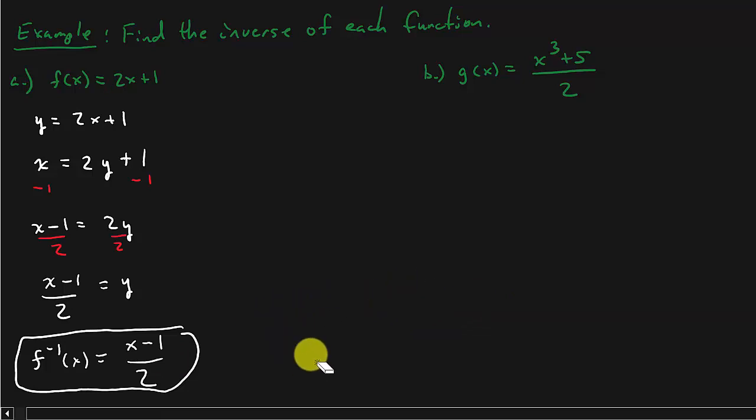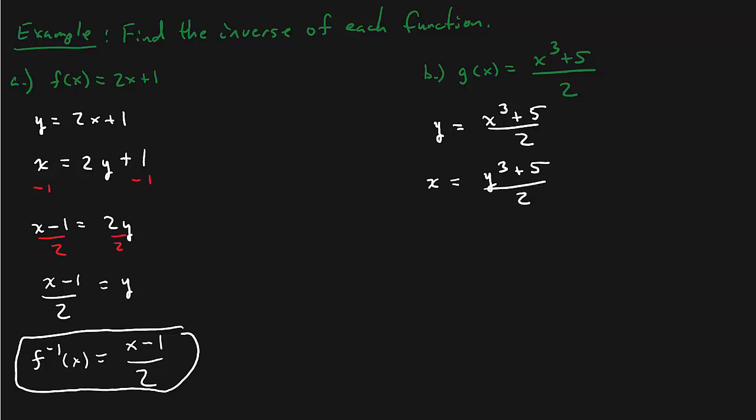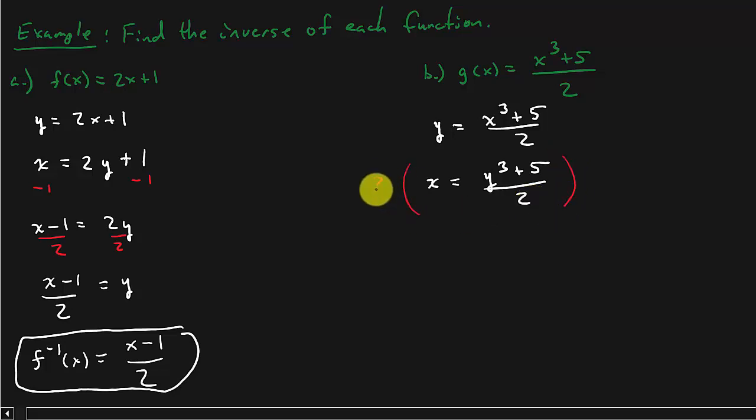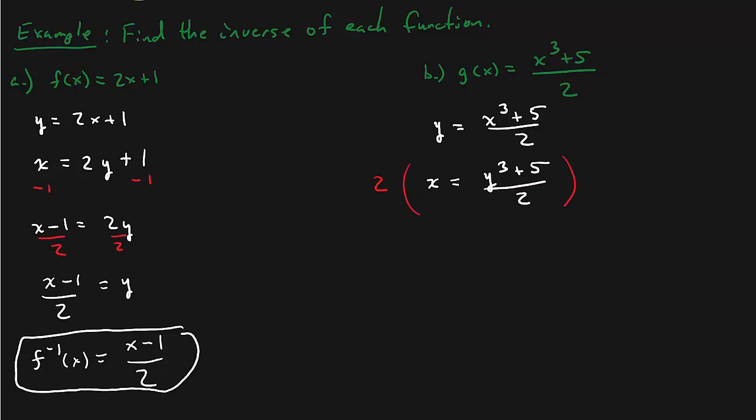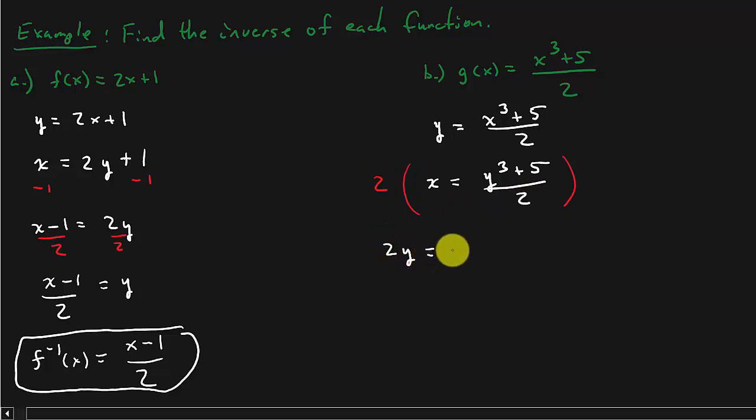All right. So how about this one? The g of x, let's change it to y. So that's (x cubed plus 5) over 2. And then we interchange the x's and y's. So I've got x equals (y cubed plus 5) over 2. And then I solve for y. What am I going to do here? I'm going to multiply through by 2 to get rid of that 2. And so I get 2x equals y cubed plus 5. 2 times x, I'm sorry. That should be an x there, shouldn't it?